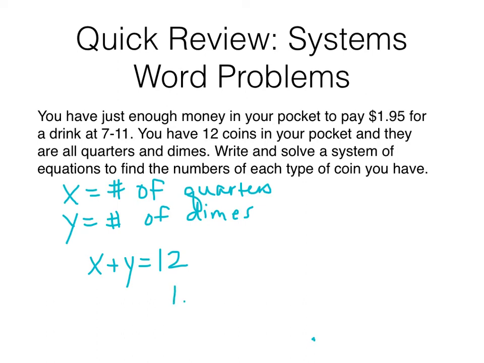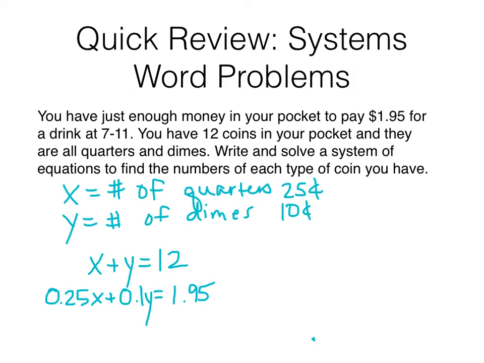If I have $1.95, I can write an equation using the value of each kind of coin. So I would put 0.25x to be the value of X quarters, not 25x, unless I'm going to make this value 195. This is in terms of dollars, not pennies, so you want to be careful, make sure that's a 0.25, not a 25. Plus, you probably already figured out the other one, 0.1y, because it's dimes, and the value of a dime is 10 cents, and the value of a quarter is 25 cents. And now you have your system of equations to solve.